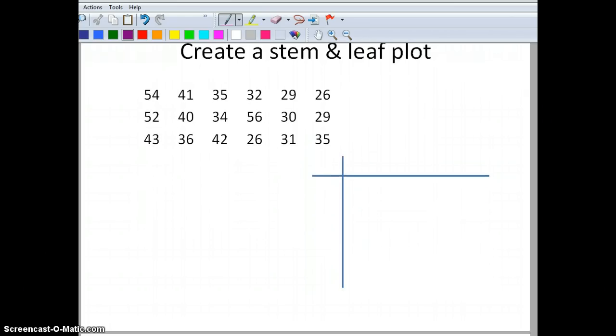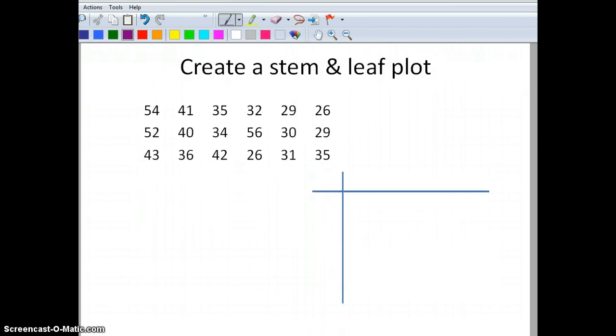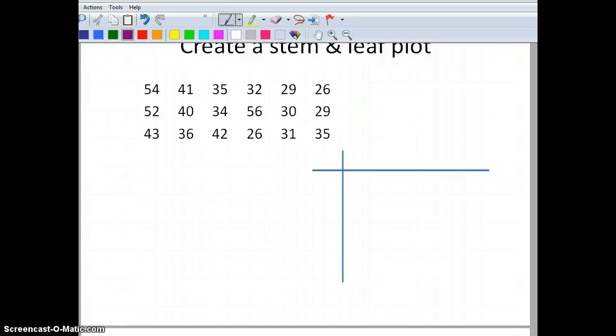Okay, so we're going to take a look at this one. We're going to create a stem and leaf plot. One of the things we have to do is make sure that they're in order. So I'm going to scan through here really quick, and it looks like my lowest numbers start with a 2. Looks like 26 is my lowest, so 2 is my stem, 6 is my leaf. Okay, there's another 26. 2 is my stem, there's another 6 as my leaf.